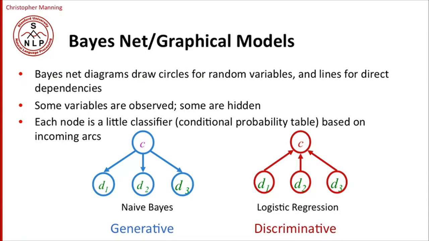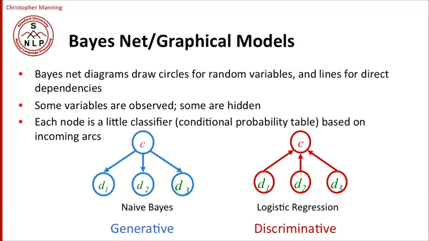One way of showing the difference between the two model classes is by means of the graphical model diagrams that are used for probabilistic models in general. In these diagrams, we draw circles for random variables and lines for direct dependencies between them. And some of the variables are normally observed and others are hidden. And then each node is like a little classifier based on its incoming arcs.